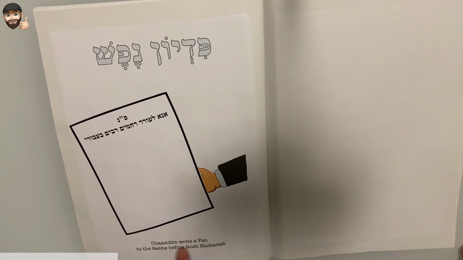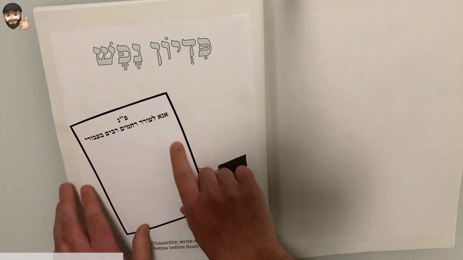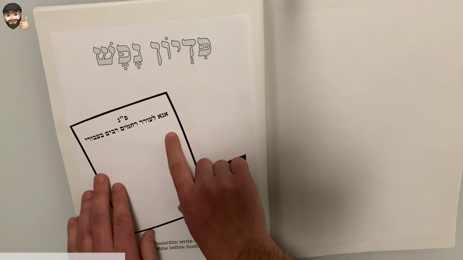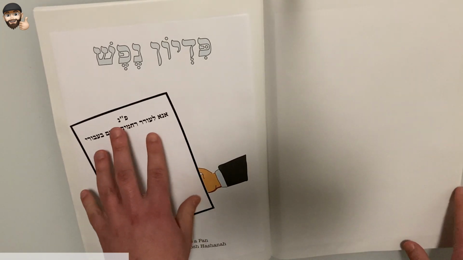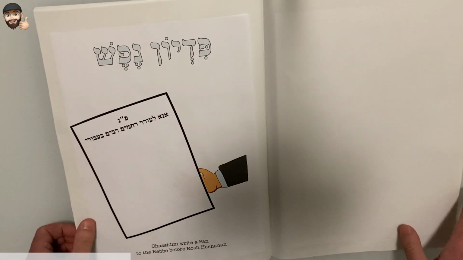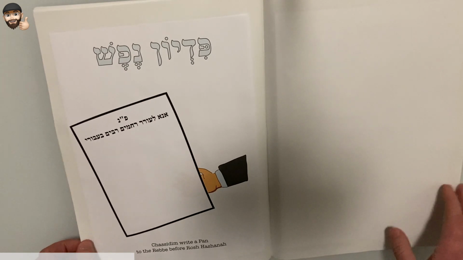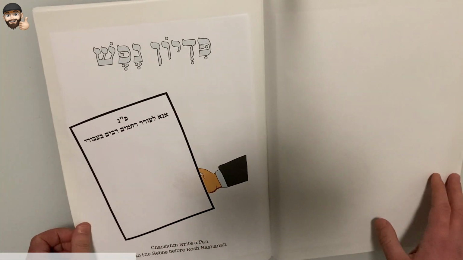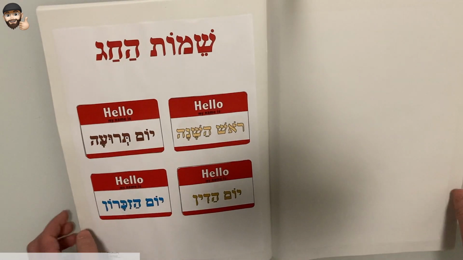The pidyon nefesh, a pan. So as Chassidim, we write a pan to the Rebbe for Rosh Hashanah. So this is going to be on a separate page, and the students are going to write their name and ben or bas, their mother, so they get an idea of how to write a pan. If you're not Chabad and you're doing this, you could leave out this page. Again, you could put in and leave out pages as you'd like, depending on your class and what you feel.